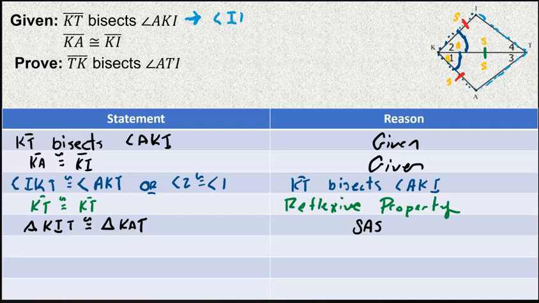We knew that if KT is bisecting AKI, that means angle IKT is congruent to angle AKT. Well, we could do this the opposite way. I could just turn that arrow this way and say, I know that angle ITK is congruent to angle ATK because the triangles are congruent, proving that that big angle ATI is being cut in half. So let's write that up.